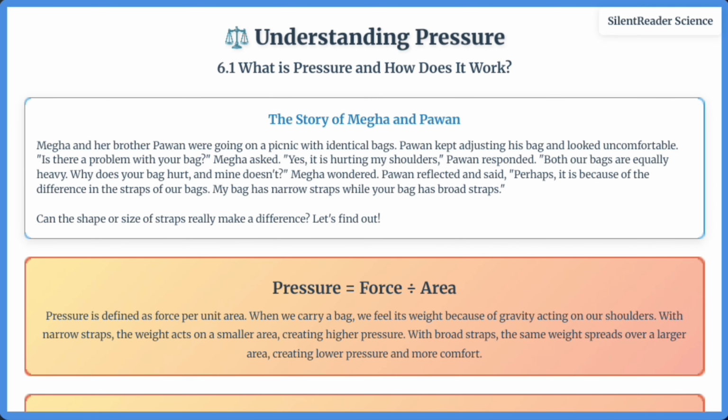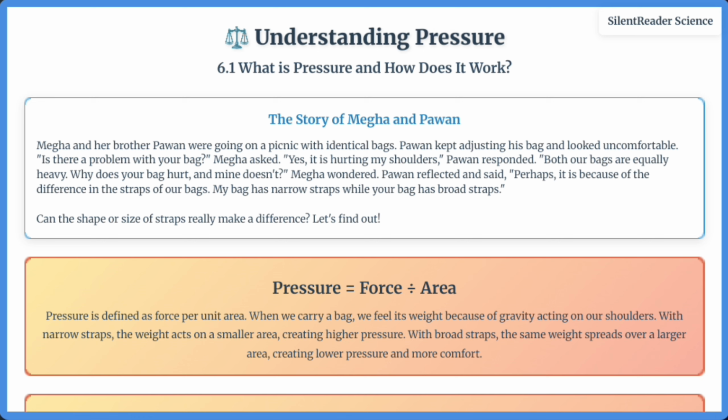Let's begin by understanding pressure. Pressure is defined as force per unit area. The formula is simple: pressure equals force divided by area. We experience pressure differences in everyday life without even realizing it. Remember the story of Mega and Pawan going on a picnic with identical bags.